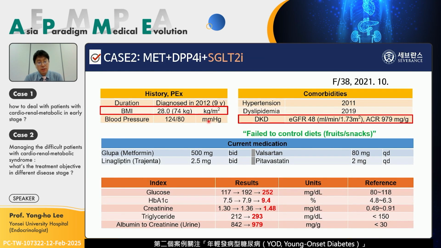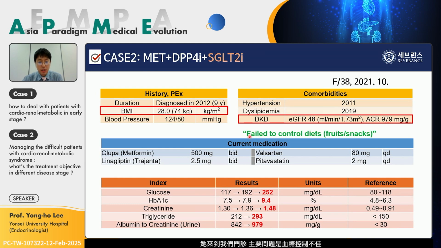The second case is a little bit focused on young-onset diabetes. You can see she was a 38-year-old female who was diagnosed in 2012, which means that she was diagnosed with diabetes at 29 years old, quite young, and she was obese, BMI over 28. She already had hypertension, dyslipidemia, and also DKD, GFR 48, and macroalbuminuria, more than 900. She came to our clinic because she had poor glucose control.